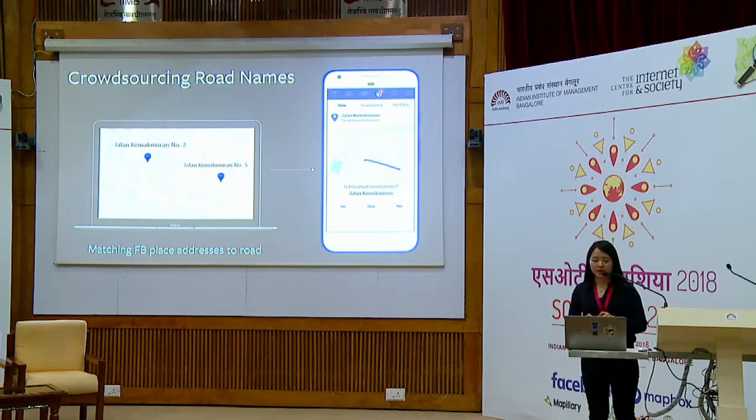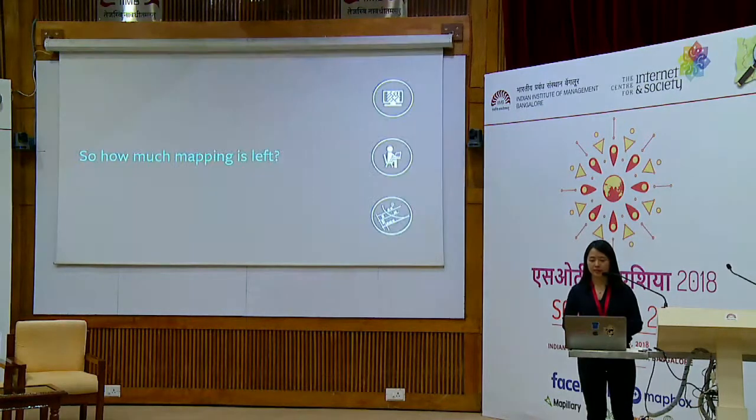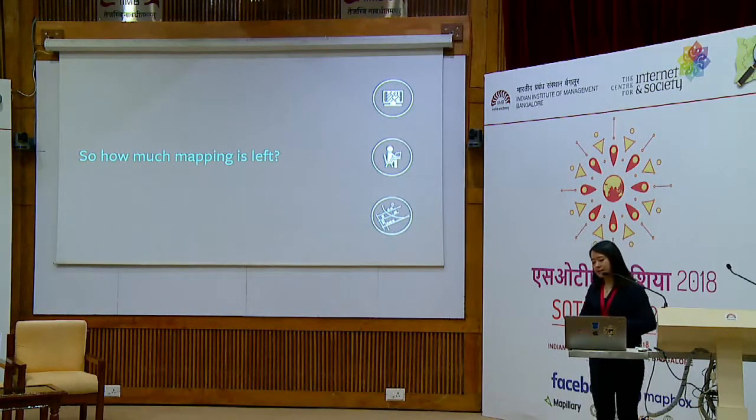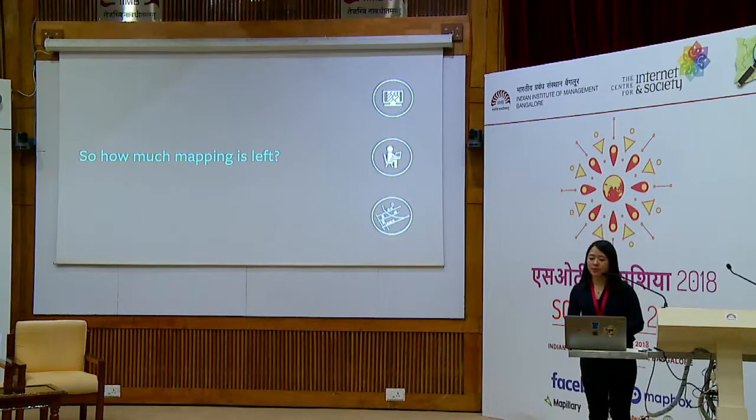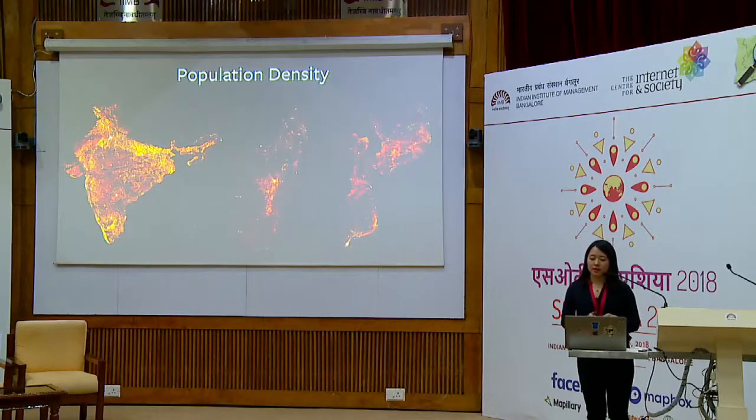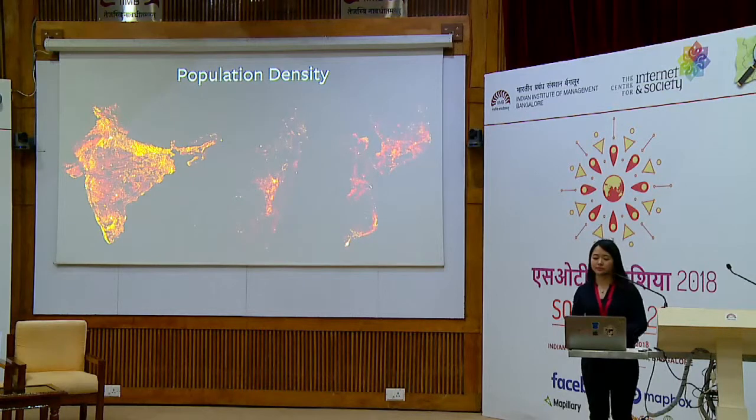Like crowdsourcing on street names in Indonesia from over 2 billion users all over the world. So what's next? Well, because the map is continuously changing, we definitely have a ton to map. But where to map? So we apply population density to help us find out where to map.